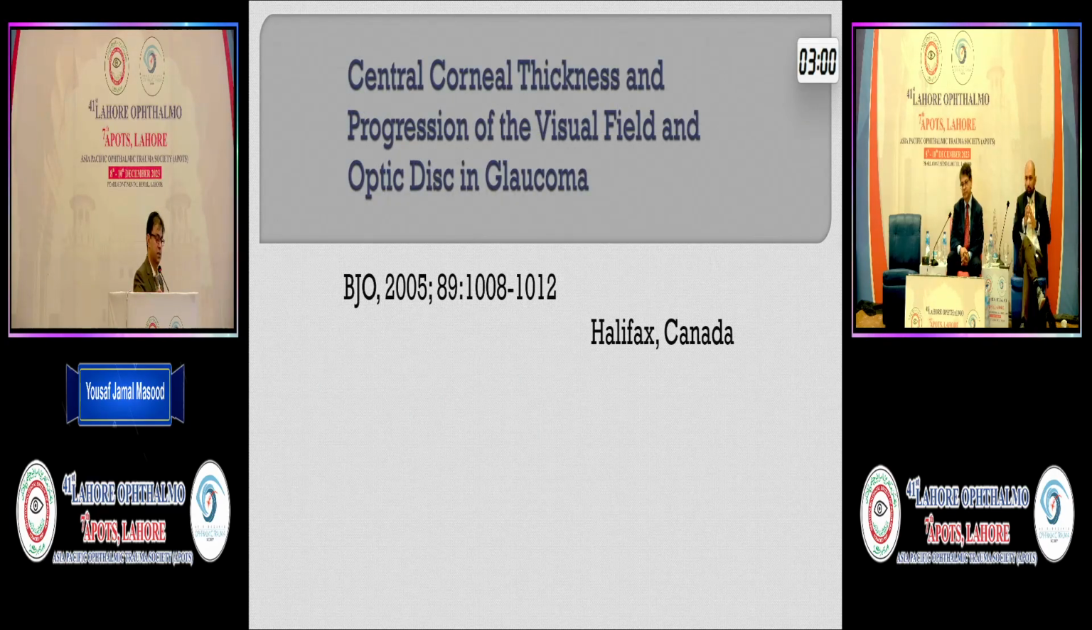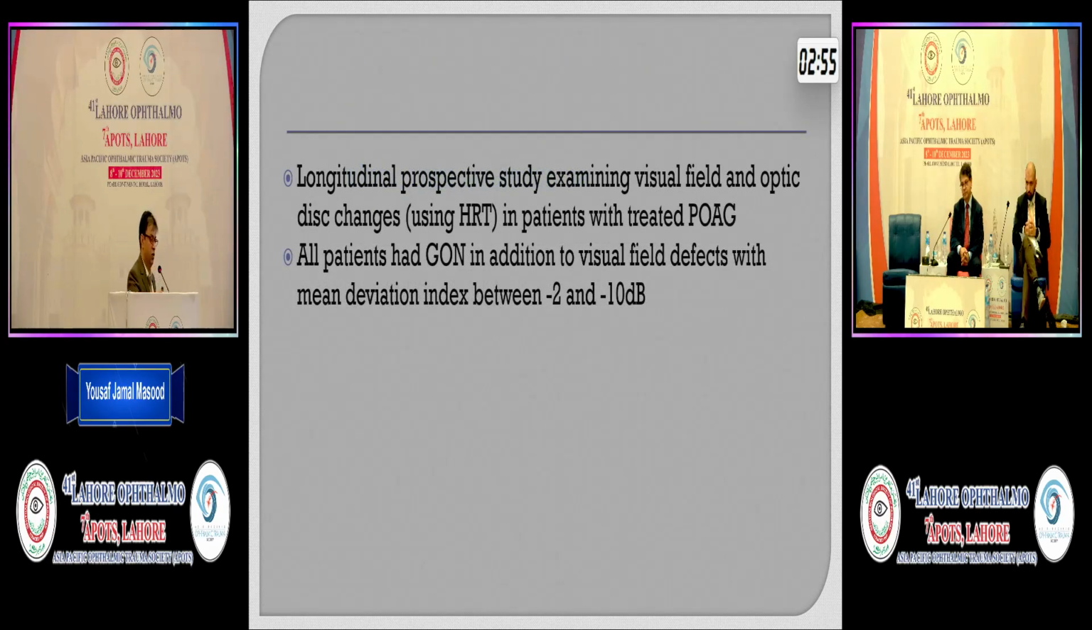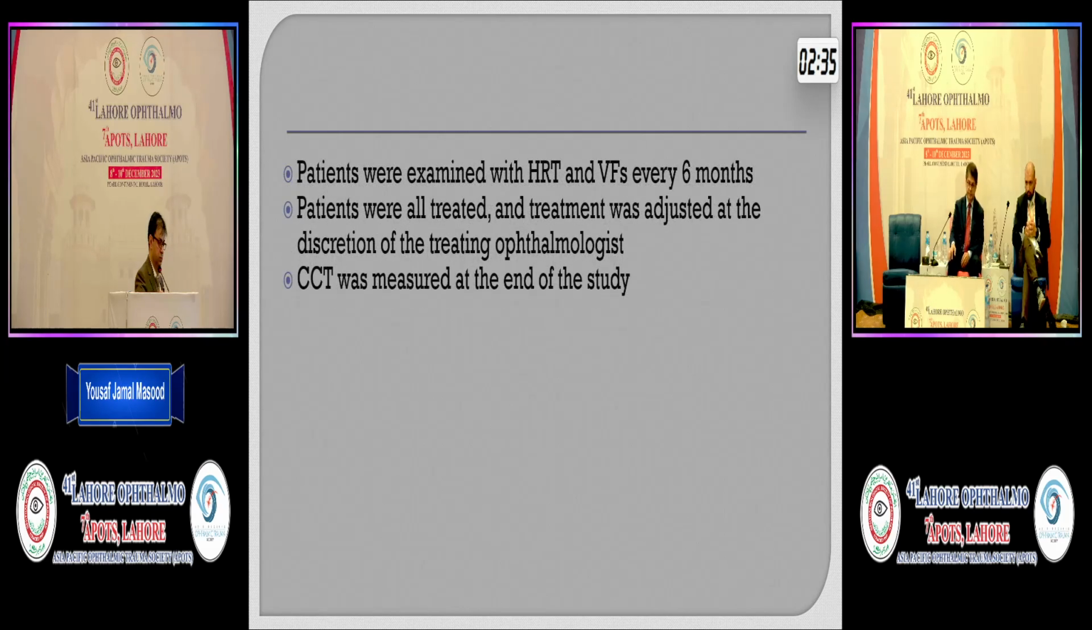Then there is another study conducted in Halifax, Canada. It was a longitudinal study examining visual field and optic disc changes. At that time, they used the HRT in patients with treated primary open angle glaucoma. All patients had glaucoma with visual field defects with a mean deviation between -2 and -10 decibels. The patients were examined with HRT and visual field every 6 months. All were treated, and the treatment was adjusted at the discretion of the treating ophthalmologist, and CCT was measured at the end of the study.